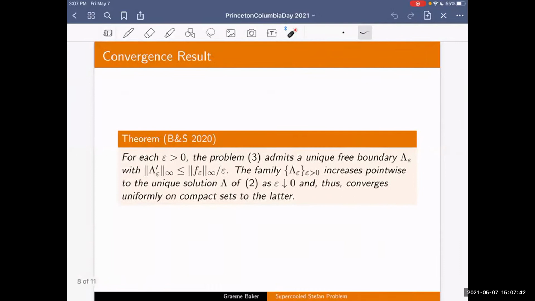Okay, so here's the results. For any epsilon, we can solve our problem. Again, this is a fixed point problem. And then we actually have that these lambda epsilon, this family increases pointwise as epsilon decreases. So it has a limit, and the limit agrees with this unique continuous global solution from that problem 2. And under our assumption that limit is continuous, and so we get this convergence uniformly on compact sets.